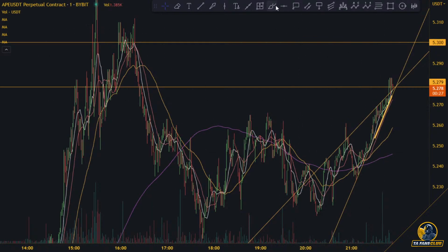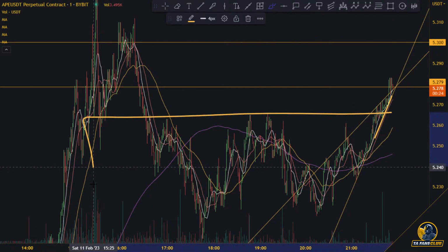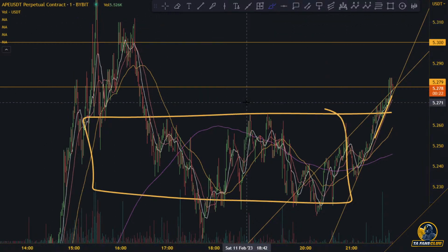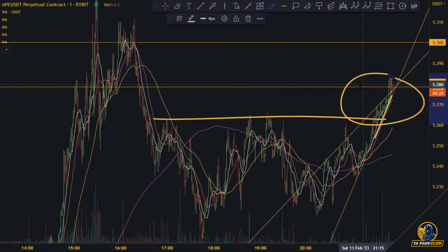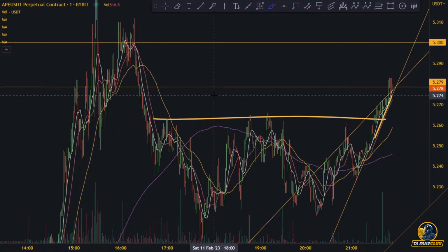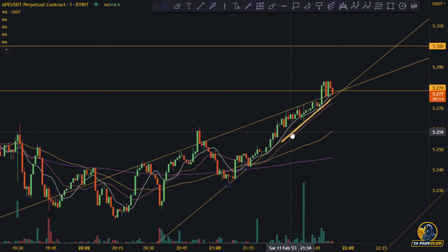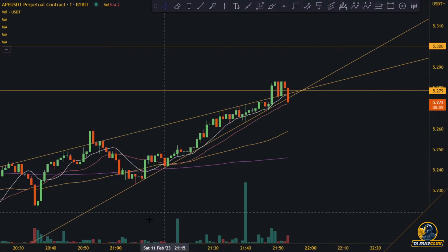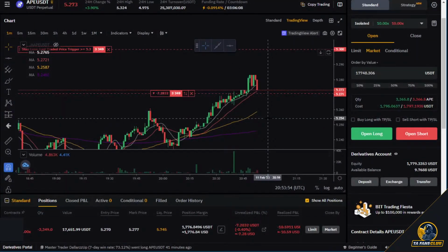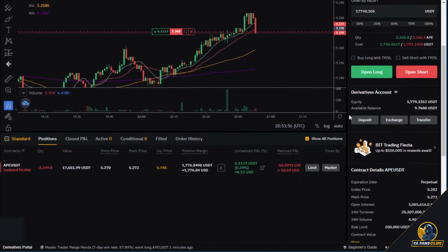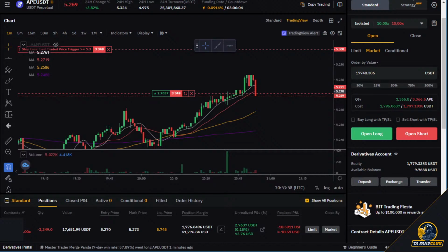Took out everything down here below, right? Didn't take out these, but took out these up here in this move, but not these. But it needs to get back below the support. If you want to dump, there we go. It's going back down to our entry somewhere, I'm guessing. There we go. We are in profit, guys. 0.15 in profit.